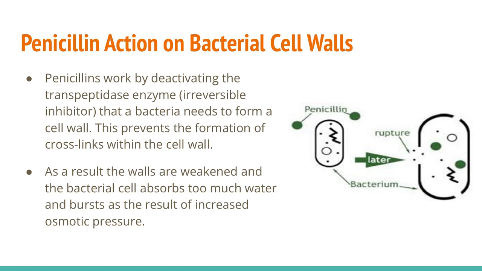Penicillin, though, comes along, and the way that it works is it acts on the bacterial cell walls. So it's going to work by deactivating the transpeptidase enzyme. Essentially, it becomes an irreversible inhibitor. And what happens there is it's preventing the formation of the cross-links within the cell wall itself.